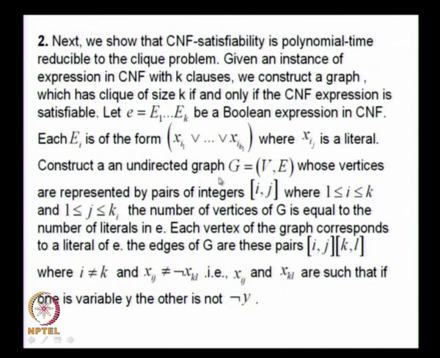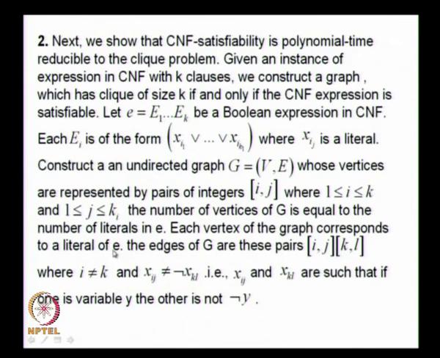Now, construct an undirected graph in the following manner. Given an instance of CNF, G has vertices V and edges E. The vertices are represented by pairs of integers ij, where i goes from 1 to k and j goes from 1 to ki. That is, the first component of the label of a vertex, 1 to k, denotes the clause to which the literal belongs, and j denotes the literal in that clause. Suppose you have ij, that means it corresponds to the ith clause and the jth literal in that clause. So, j will vary from 1 to ki. The number of vertices in G is equal to the number of literals in the given CNF. Each vertex of the graph corresponds to a literal of E.